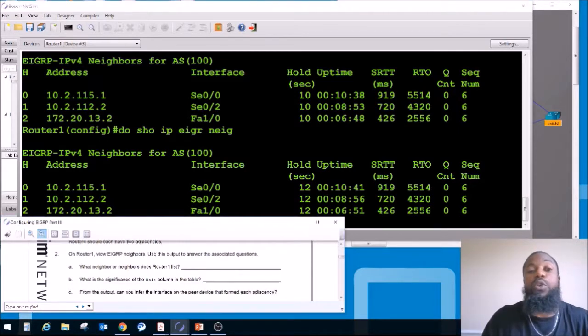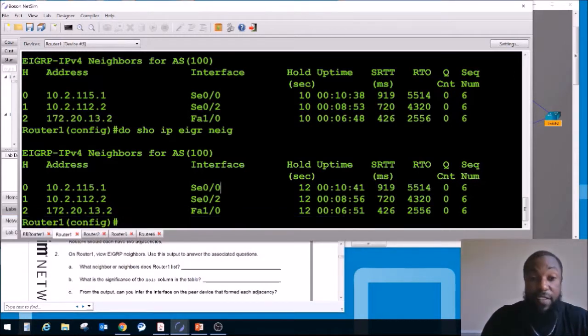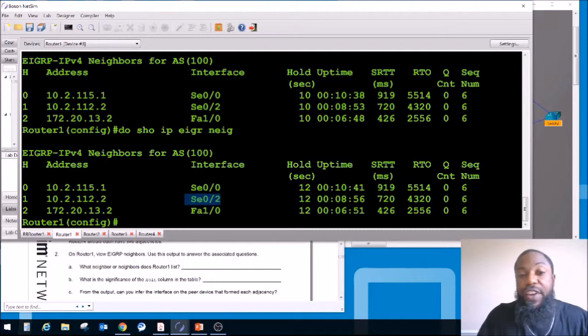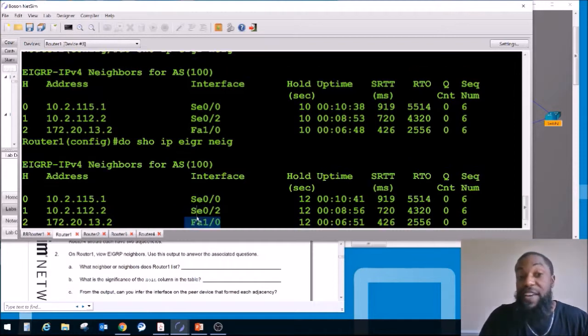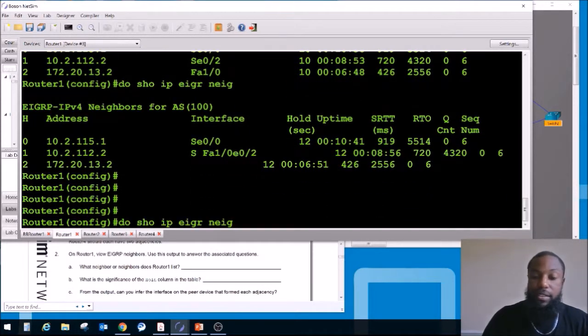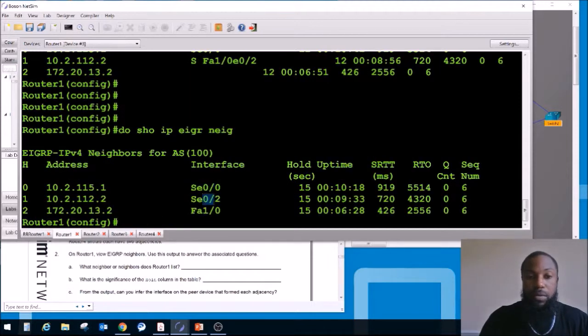From the output, can you infer the interface on the peer device that formed each adjacency? Yes, we can. We got a neighbor from that interface, and a neighbor on that interface and on this interface. So basically, we got two slow links, serials, and then one fast link, right? Because it's Fast Ethernet. Let me do that again so y'all can see. Slow, fast, right?